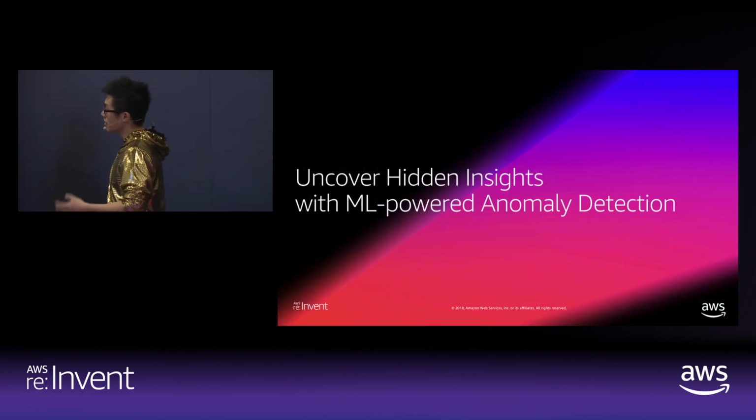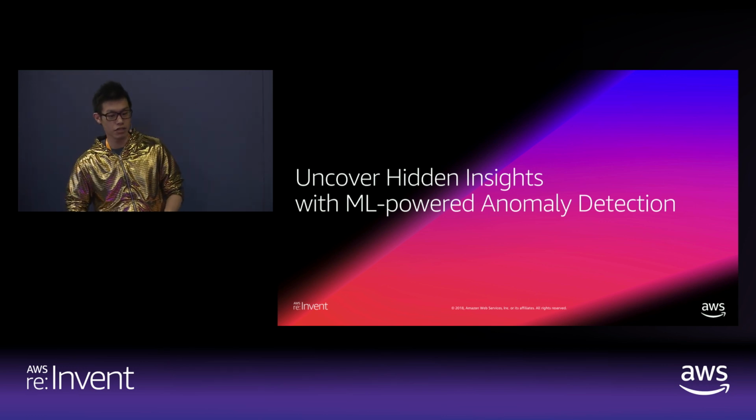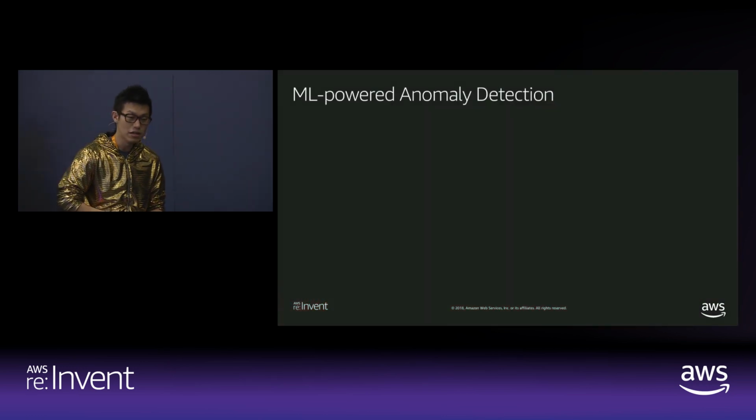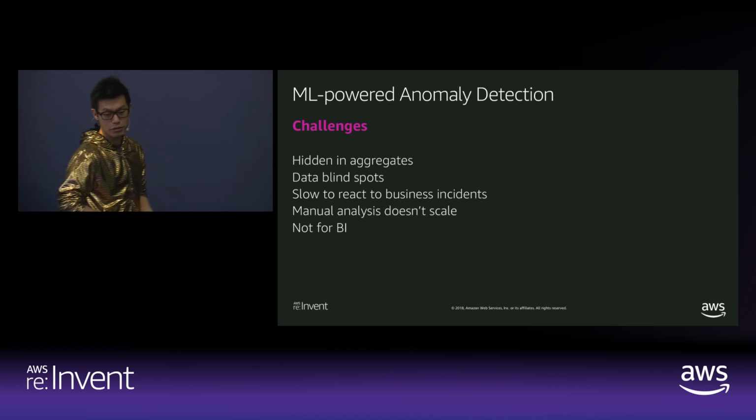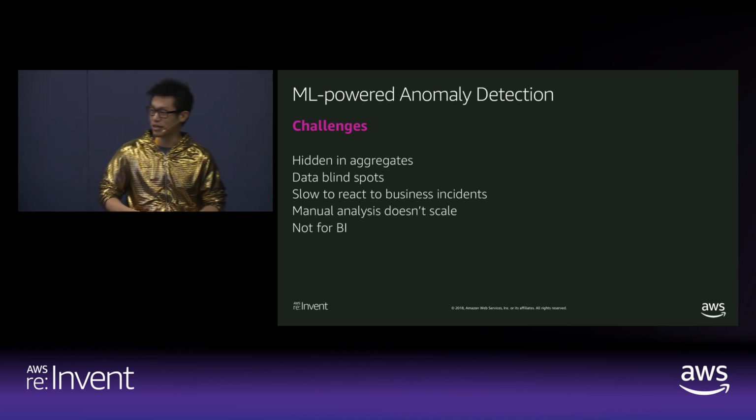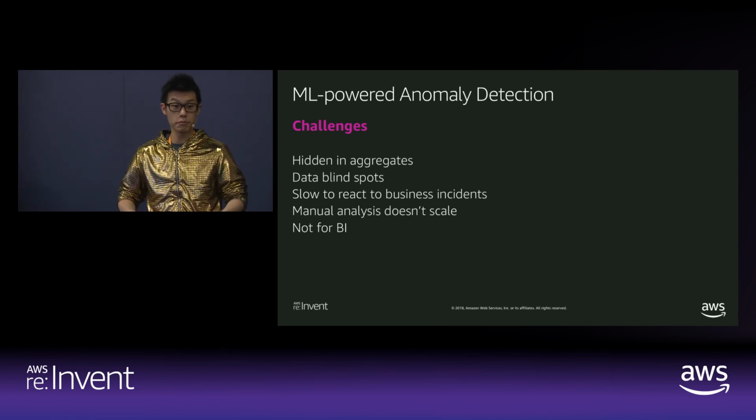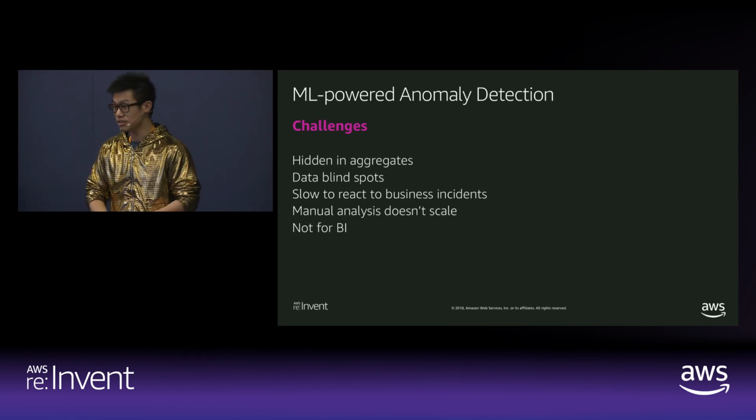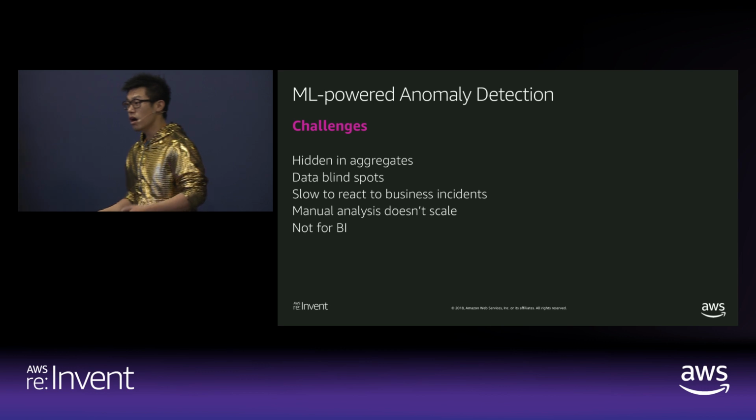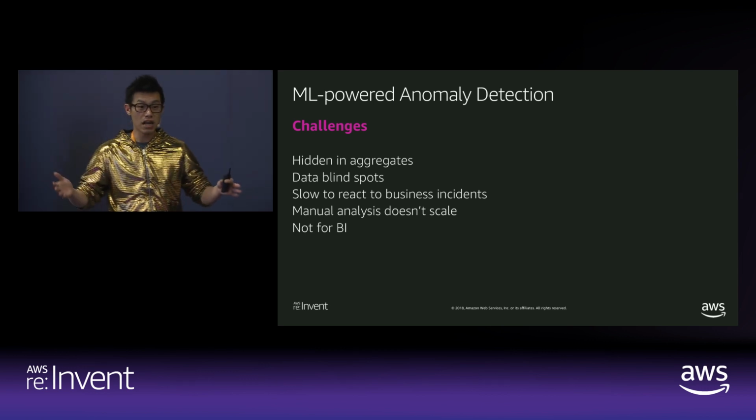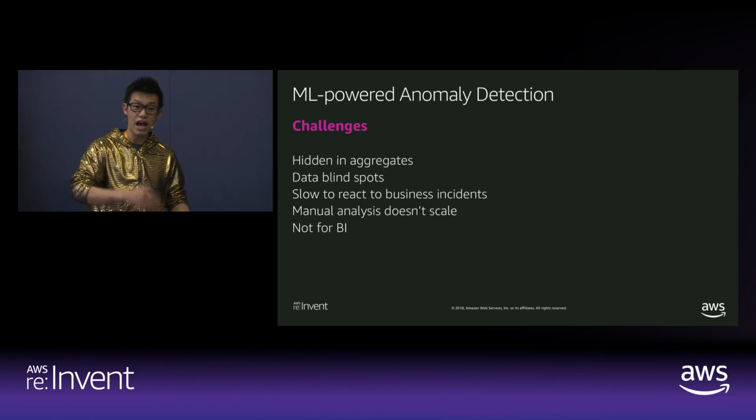So let's start with machine learning powered anomaly detection. With QuickSight, what you'll be able to, okay, so let me back up a little bit here. A lot of challenges that we see with traditional BI reporting is that because the data is so big and keeps growing, a lot of customers just resort to looking at the high-level aggregates, but a lot of the really interesting insight lies within all the different dimensions that the customers have.